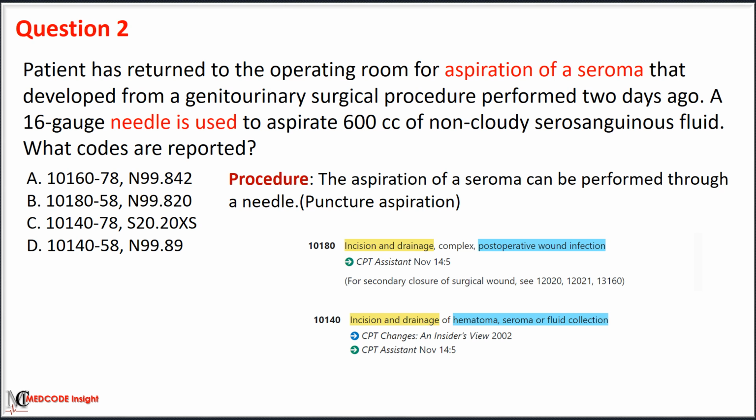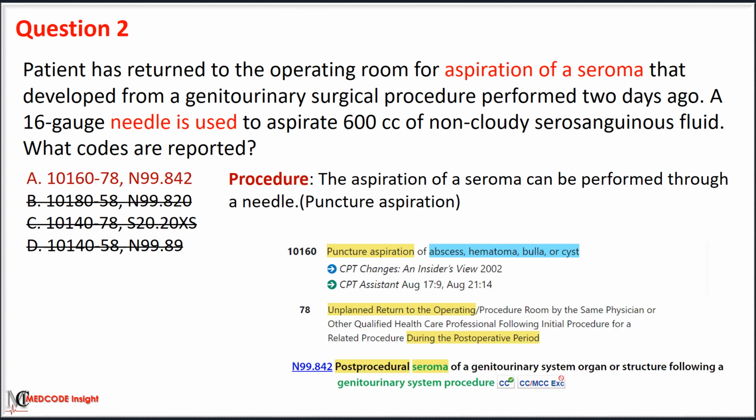Our first step is to determine the type of the procedure performed. In this scenario, a seroma was aspirated using a needle, indicating that the provider performed a puncture aspiration. Based on the procedure performed, we can eliminate options B, C, and D because all three options involve incision and drainage procedures. After eliminating them, our correct code is option A with the code 10160, which is for the puncture aspiration of seroma.